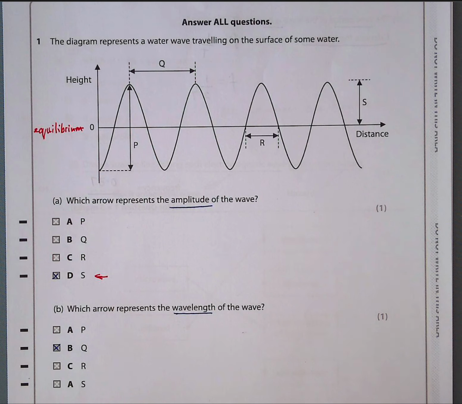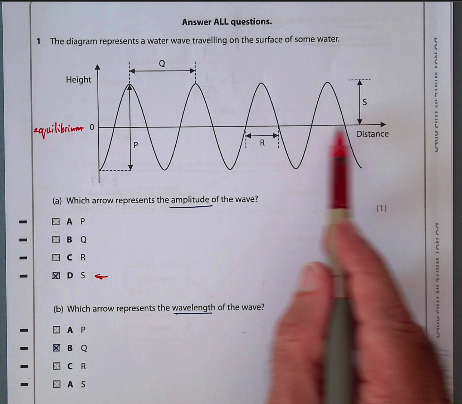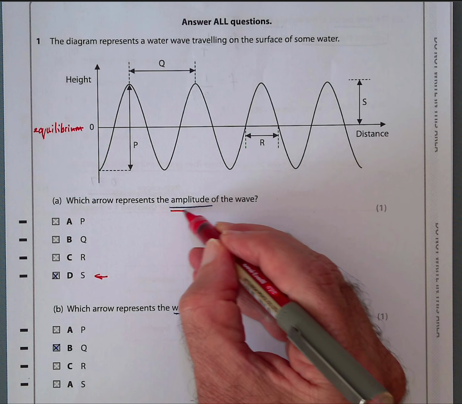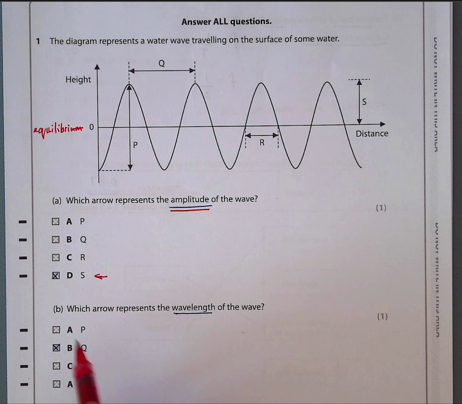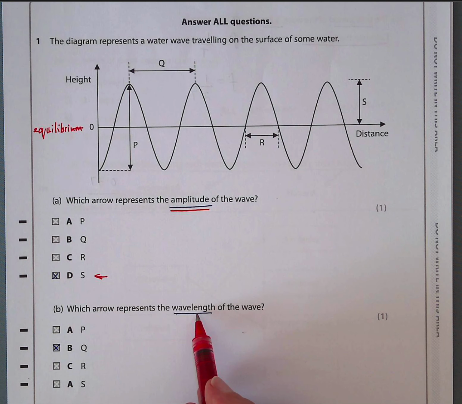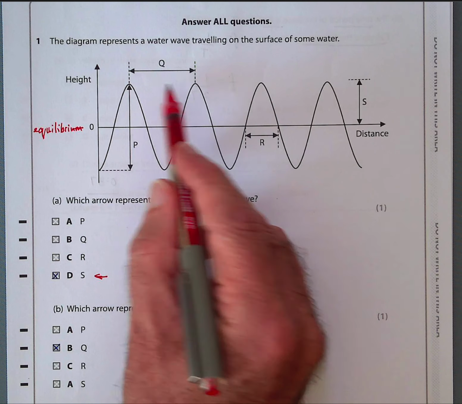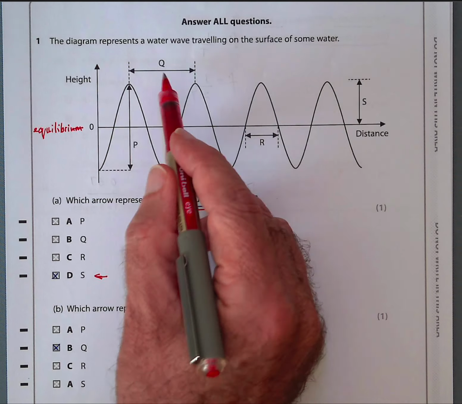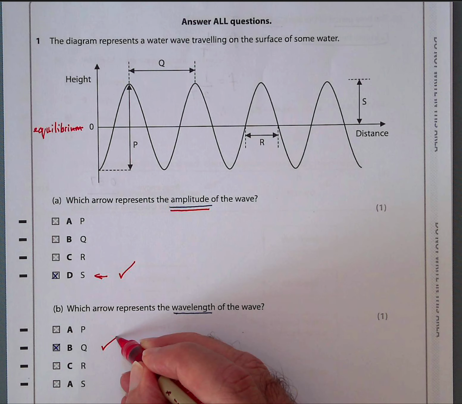Okay, so a wave is a disturbance in a medium. So when it stops being disturbed, if this is a water wave, it'll all go back to being flat at 0. So the maximum displacement is called the amplitude, and the maximum displacement is from the 0 point, so it's S. Which arrow represents the wavelength? Well, the wavelength is the distance between two peaks or two corresponding points. It could be two troughs, or it could be the beginning of a wave to the next wave, which will be Q. Okay? So you're looking for B.